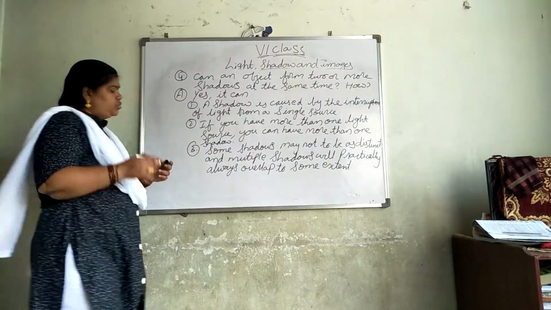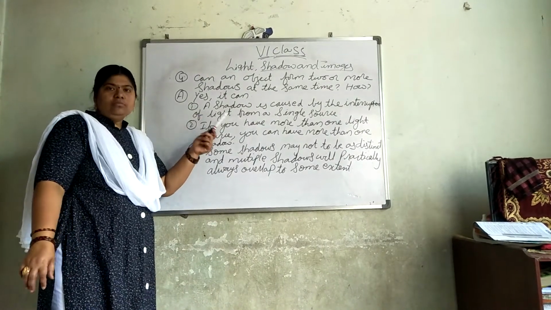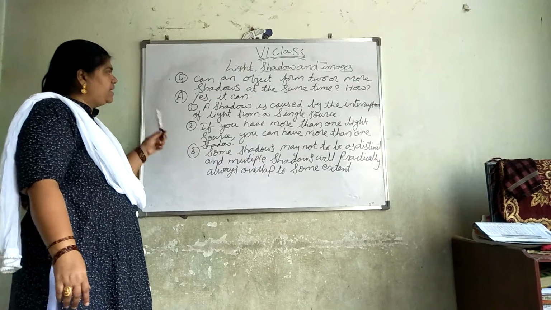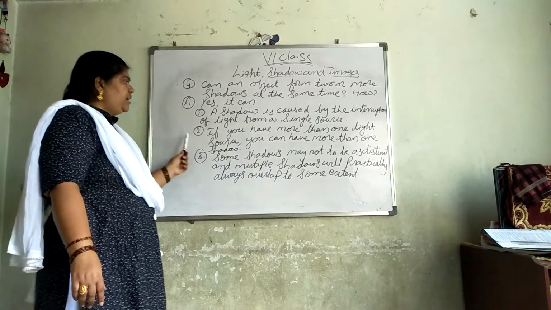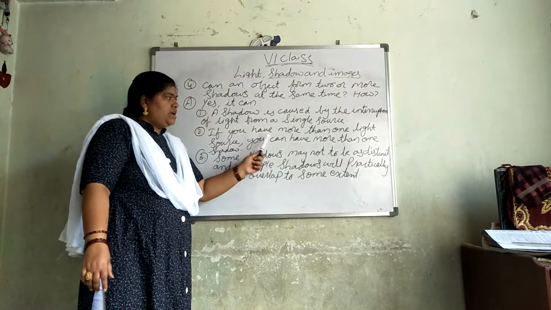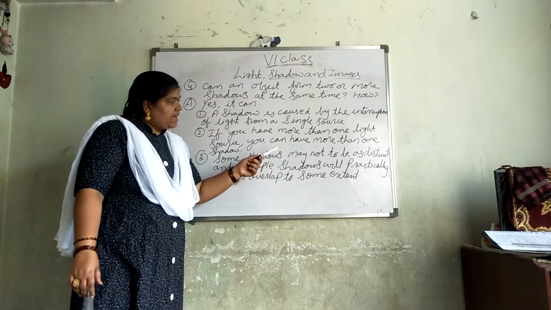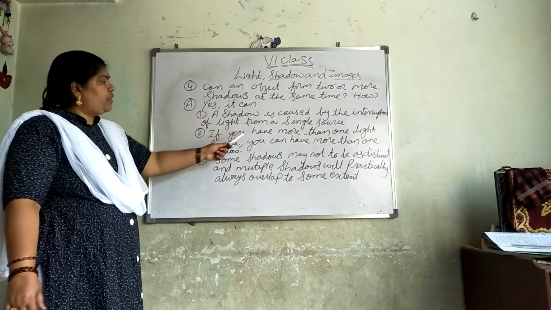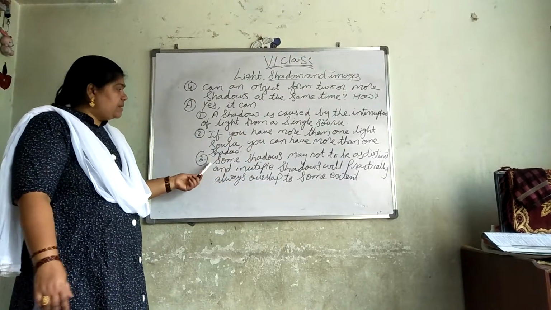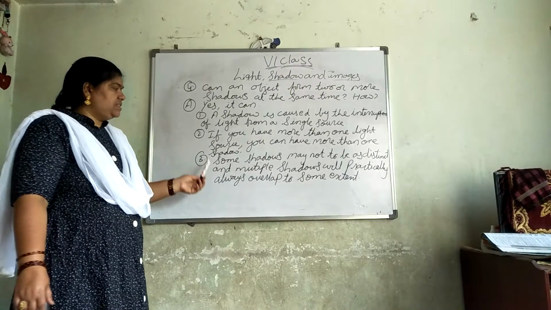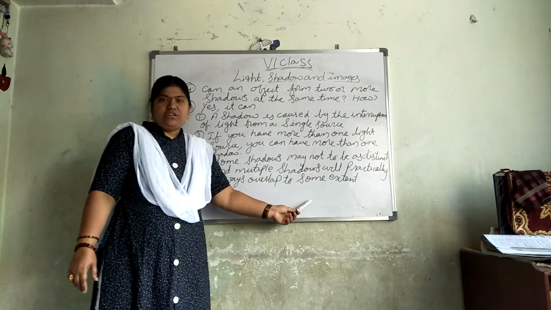Can an object form two or more shadows at the same time? How? Yes, it can form two or more shadows. How will it happen? A shadow is caused by the interruption of light from a single source. If you have more than one light source, you can have more shadows. If you have more than one light, you can have more than one shadow. Some shadows may not be as distinct, and multiple shadows will almost always overlap to some extent. Did you catch the point?